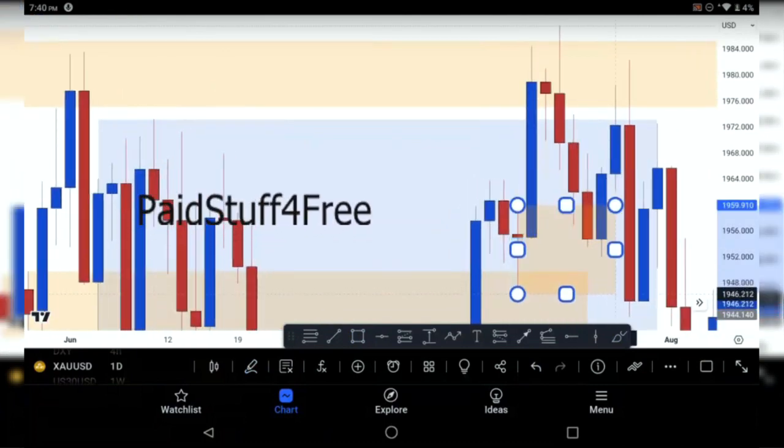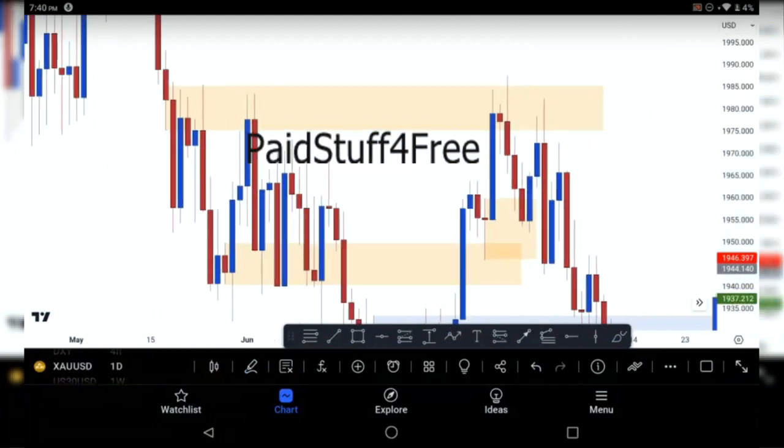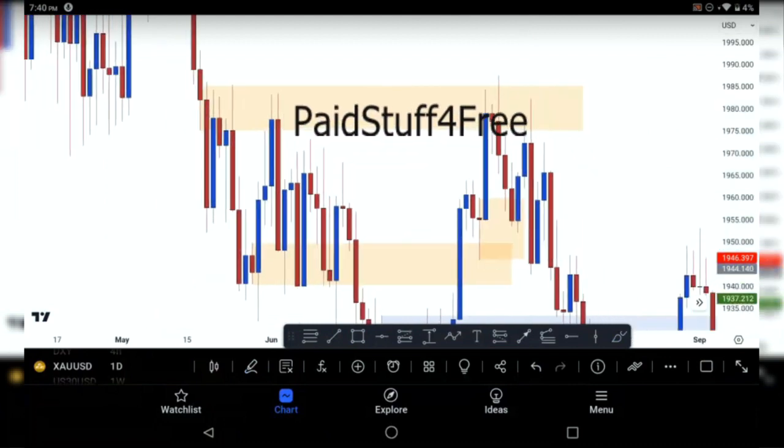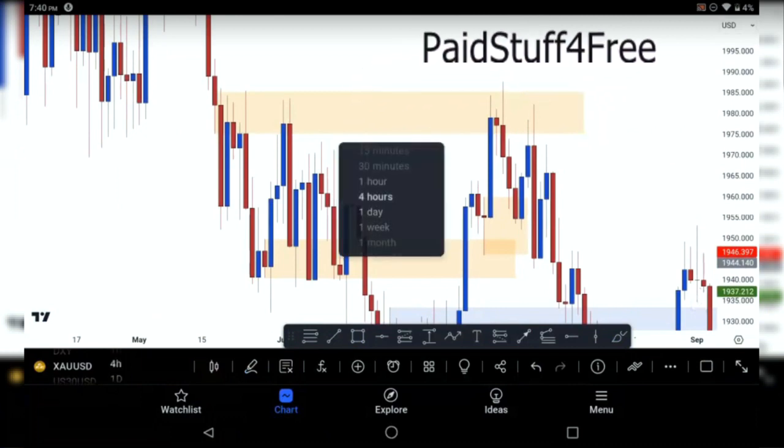And this is where I'll be playing the market too. Let me take this out so you guys don't get confused. So now this is daily to daily. You play the same thing. 4 hours engulfing sell and a change of storyline. You go down to 4 hours.